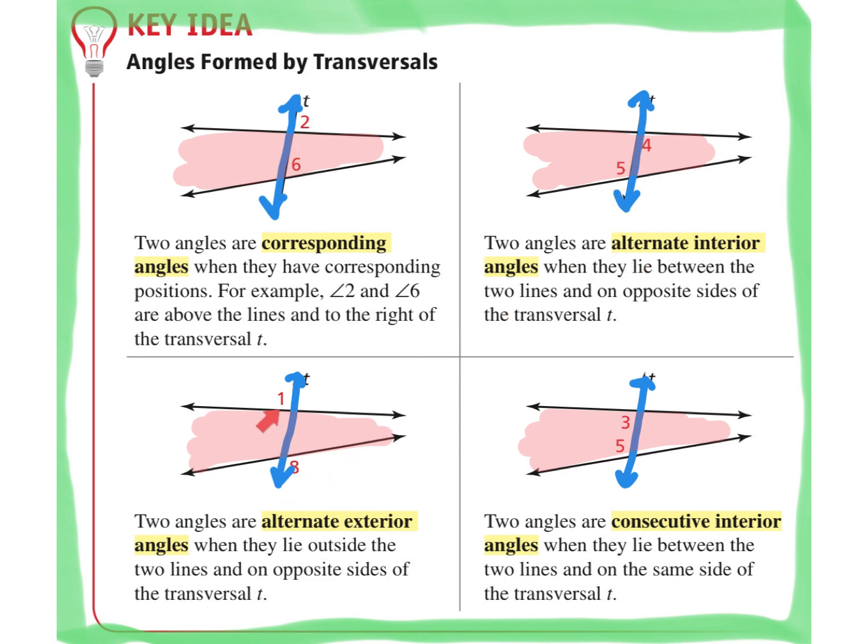If the angles like 1 and 8 are not in the interior, then they are in the exterior, and if they are on alternate sides of the transversal, they are alternate exterior angles. When you're on the inside and you're not alternating over the transversal, then you are consecutive interior angles, otherwise known as same side interior angles.